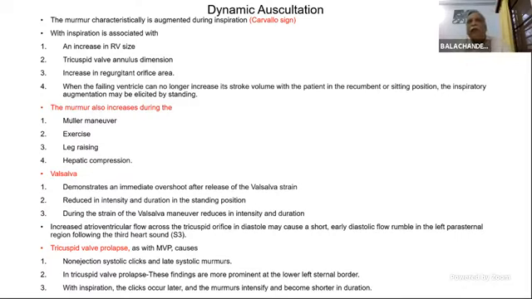Sometimes if the tricuspid valve prolapses as a cause of this low pressure TR, you can get a non-ejection click. You can get a murmur with a click, which is more prominent at the lower left sternal border. With inspiration, the click will occur later and the murmur may intensify and become shorter in duration. Next slide.